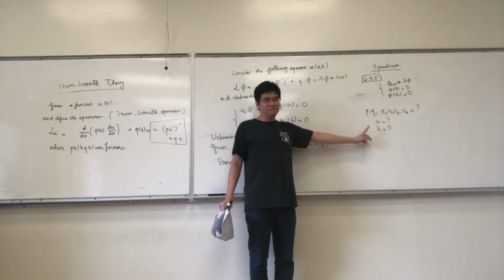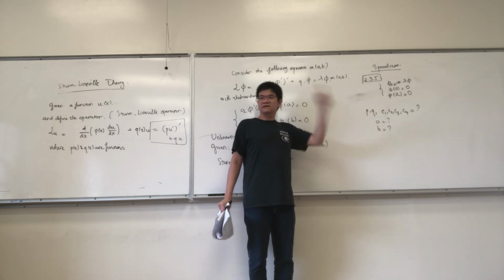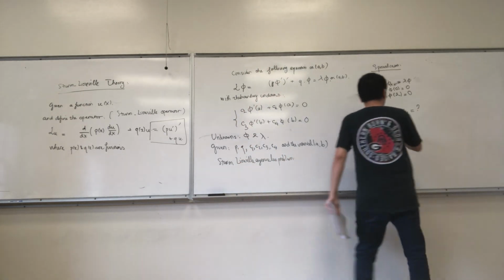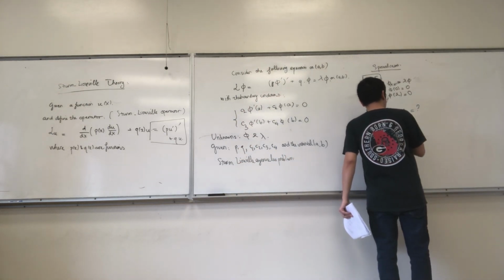So what is the value of A and B in this case? A is 0, B is 2. So A is 0, B is 2.